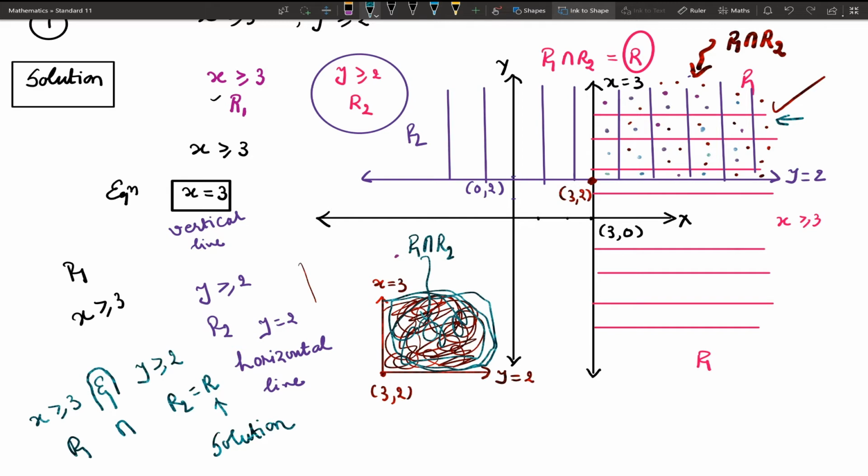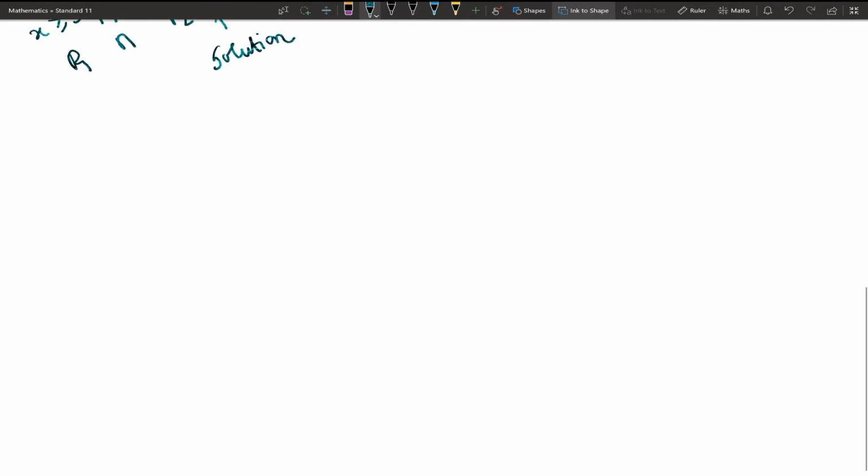We take the next one, the second inequality. The same instruction is given. Solve the following system of inequalities graphically: 3x plus 2y less than or equal to 12, x greater than or equal to 1, y greater than or equal to 2.